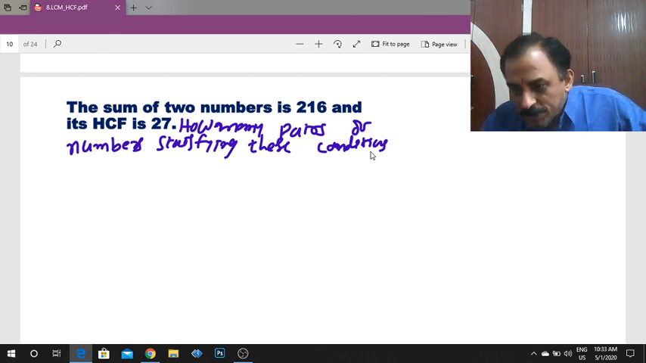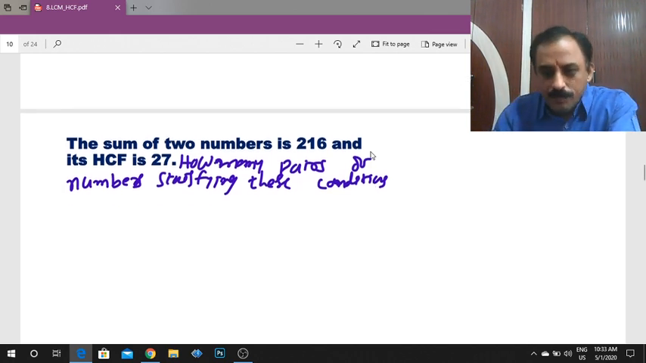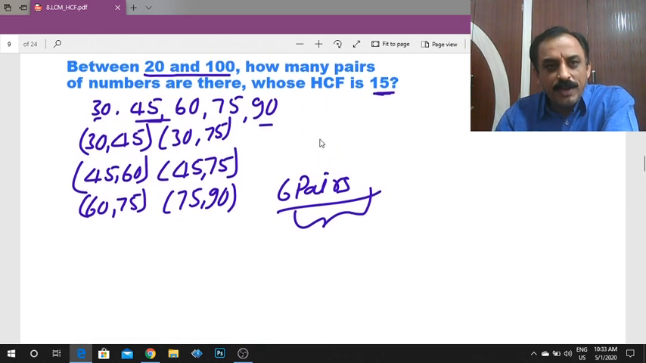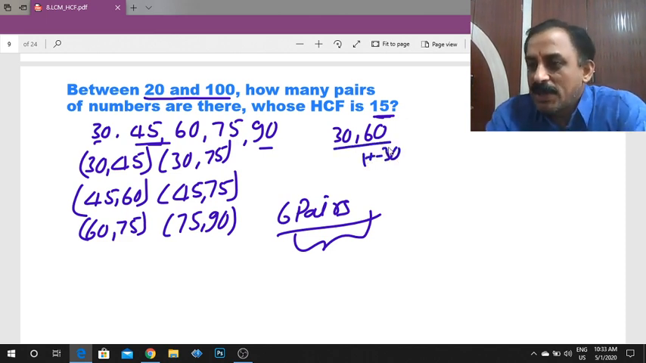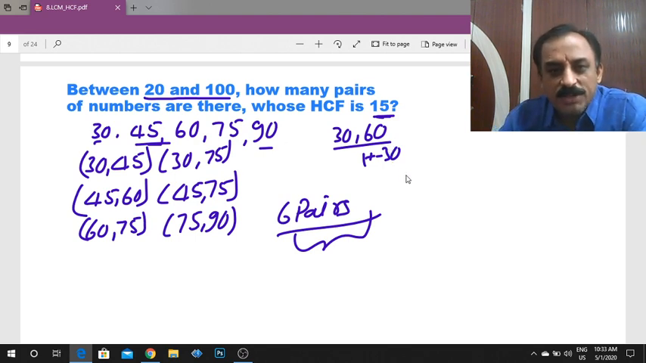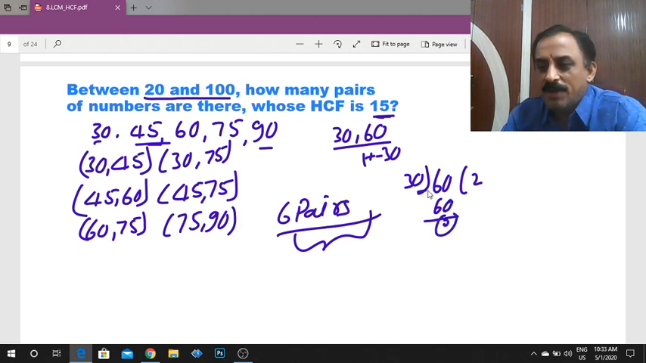Sir, why don't we take 30 and 60? Asha Jyoti, if you take 30 and 60, their HCF is not 15, it is 30. What is the meaning of HCF? That is the highest common factor. What is the HCF of 30 and 60? 30 twos are 60, remainder 0. Therefore, HCF is 30. But the question says HCF should be 15.